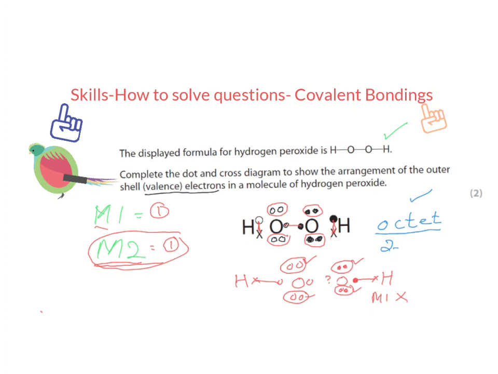Now, for hydrogen, we can see we have 2 electrons. So this is the first electron, this is the second one, first one, second one. So hydrogen is complete, oxygen is complete. It means my structure is right.